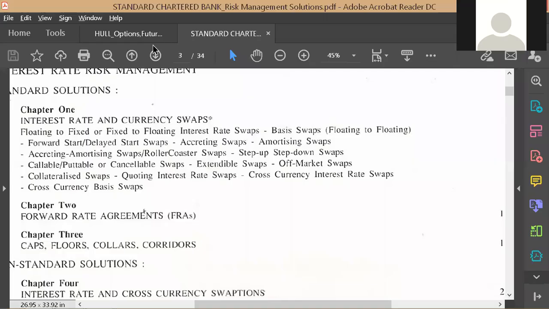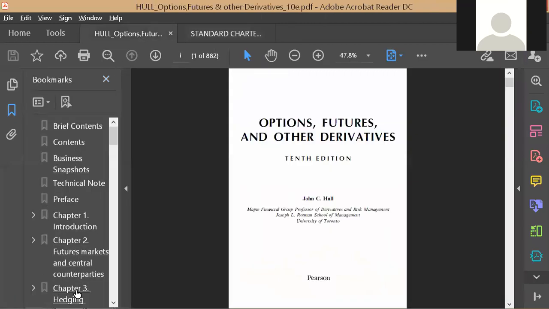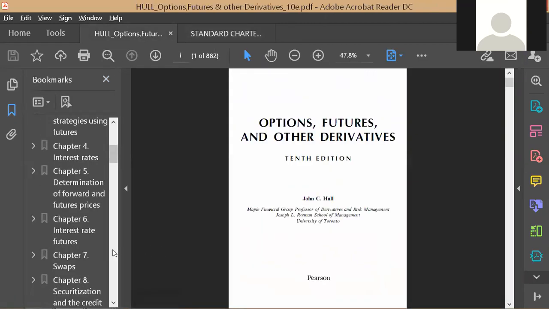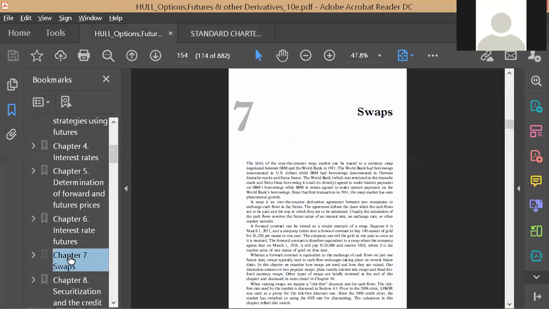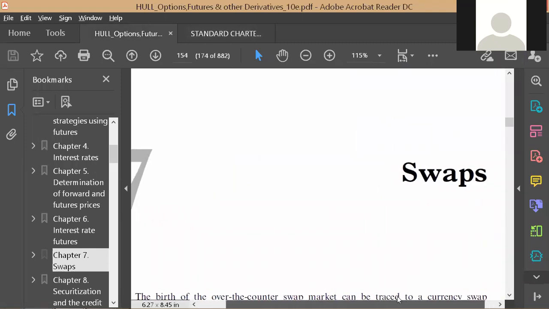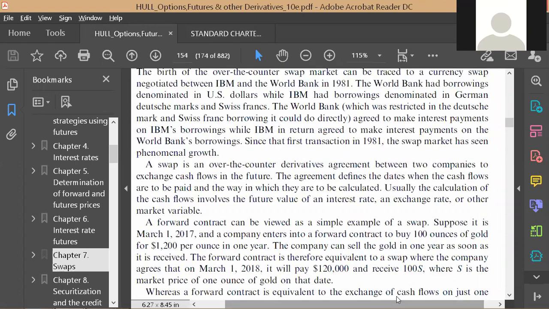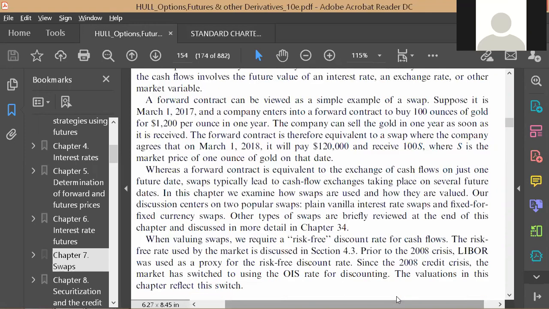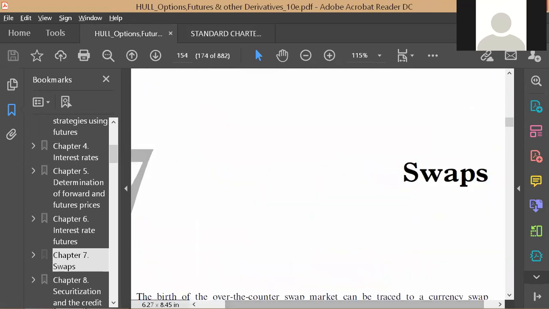Let me see the Hull Basu chapter 7 also, and that's something that we can refer to. Yeah, so Hull Basu chapter 7 is for swaps. This also you should read, okay? This is part of your readings. So what I will do is put this note here, then I'll create a separate note for you guys.